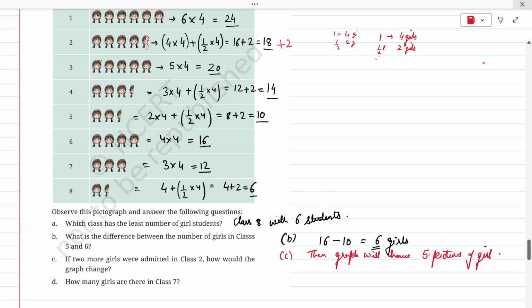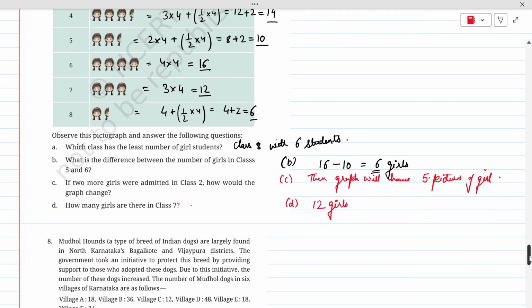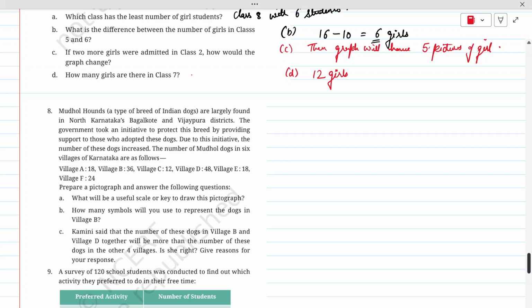Then we have D part. In D part, what we have is how many girls are there in class 7. In class 7, we have 12 girls. We have already calculated this, right? Now, I hope this is clear. Next, what we have is the 8th question.